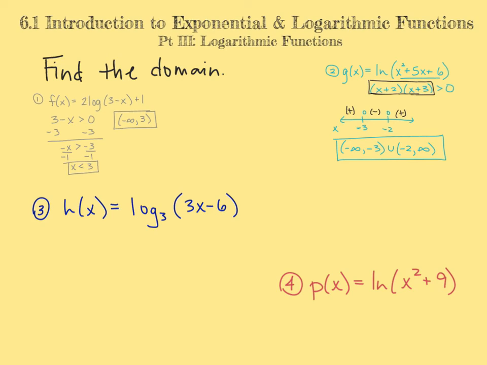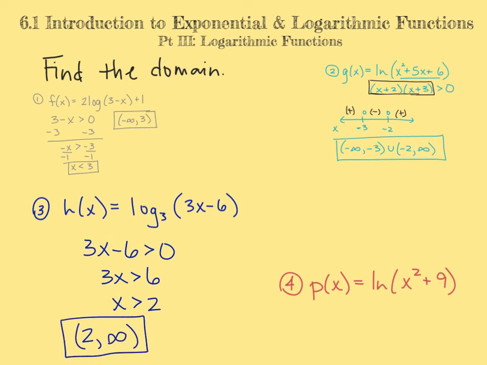In number 3, we again want to find the domain of our log function here with a base of 3. And whatever's inside the log function, we need to force it to be positive. So we want to force 3x minus 6 to be greater than 0. So we'll add 6 and then divide by 3. So we have that x needs to be greater than 2, which is from 2 to infinity is our domain. That one wasn't too bad.